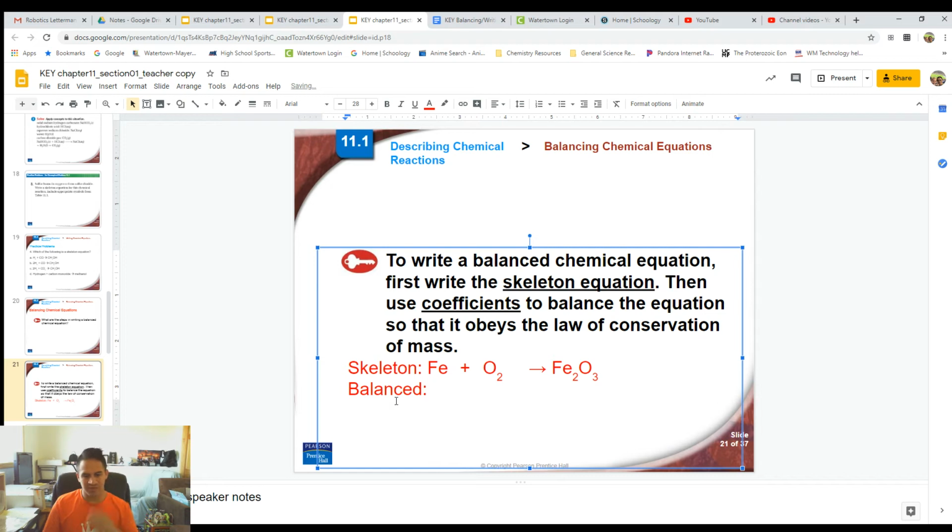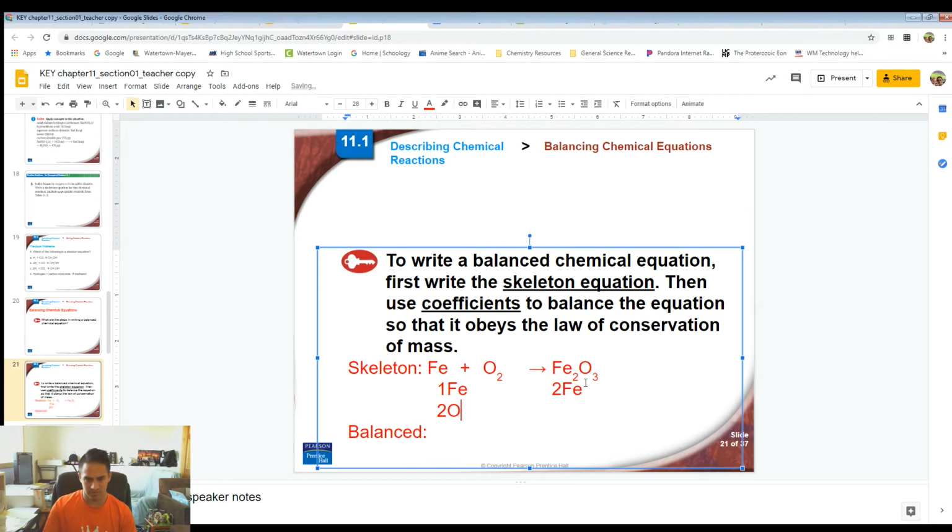To balance it, we need to have the same number of things on each side of the reaction. To do that, we are going to use coefficients, which are these big numbers that we put in front of things in a reaction to tell us how many of each one we have. So if we made a list, on the left-hand side we have 1 iron and 2 oxygens, and on the right we have 2 irons and 3 oxygens. So we need the same number of irons and the same number of oxygens on both sides. Let's write this down below real quick so we can do it.